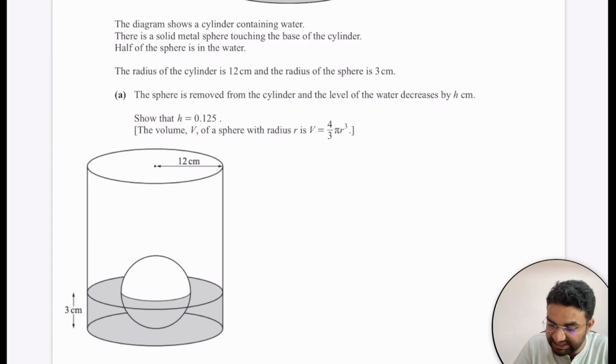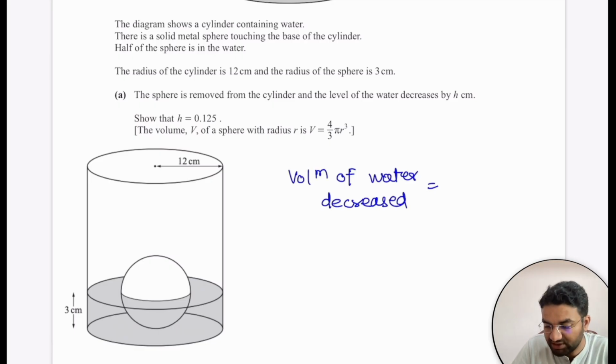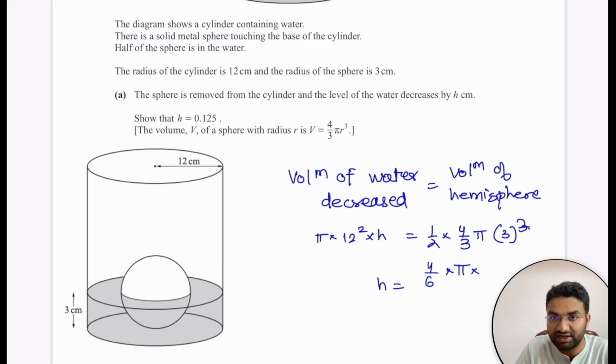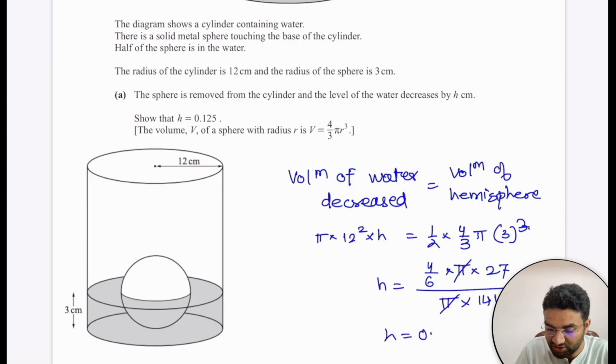Volume of water decreased is equal to volume of a hemisphere. So pi r squared h, where r is 12, is equal to 1 by 2 times 4 by 3 pi r cubed, where r is 3 for the hemisphere. So 3 cubed is 27, divided by pi times 12 squared, which is 144. Fine, and pi gets cancelled out and simplifying, you will get h equal to 0.125. Fine, this is the answer that you will get.